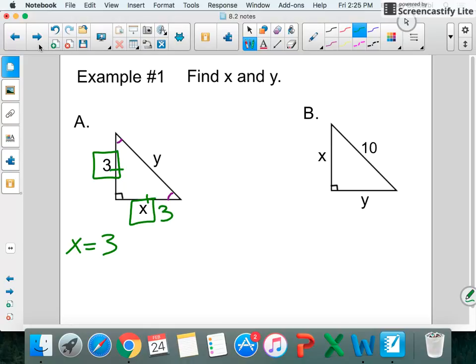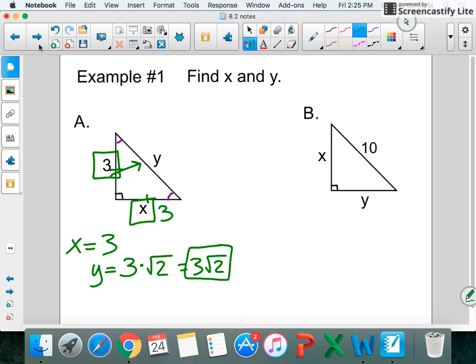Then to figure out y, when we go this way, we're going to just multiply by the square root of 2. So y equals our side, which is our 3, times the square root of 2. And then we're just going to write that a little bit neater. So 3 square root of 2 is what y would equal. So not too hard when you're given the side lengths. Now for example 2, we're going to have to work backwards.